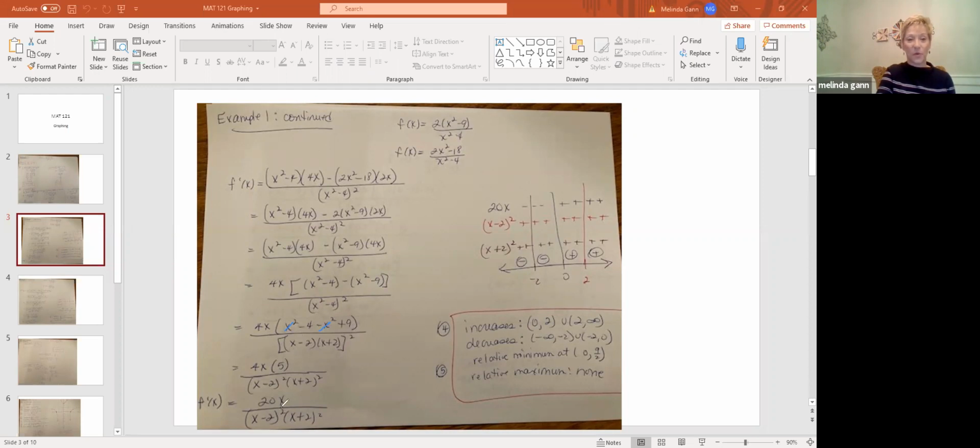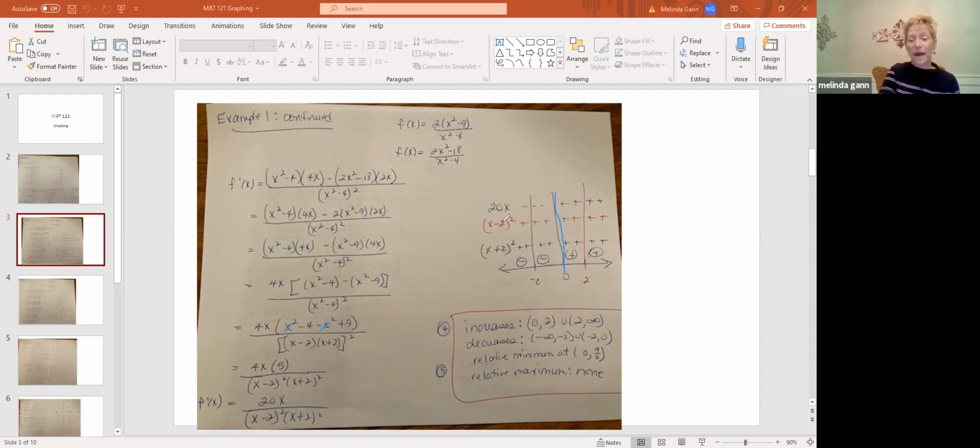So then I made my split point table. So I've got 20x for a factor. That split point, that's 0 when x is 0. So I went over here, and drew my little line. Substitute in a smaller number like -1. 20 times a -1 would be a -20. Substitute a positive number in like 2. 20 times 2 would be 40, and that's positive.